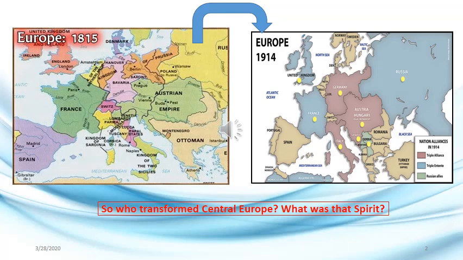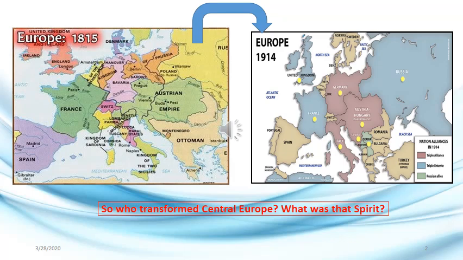There were a lot of changes. There were many changes in the map of Europe. If you see the 1815 map, we had many empires. But when you refer to the 1914 European map, there were many nation states. So what was happening in Europe? Europe was transforming from monarchies' rule to that of independent states.